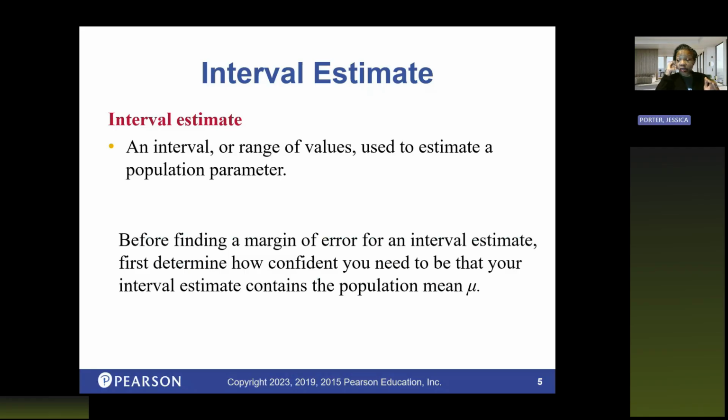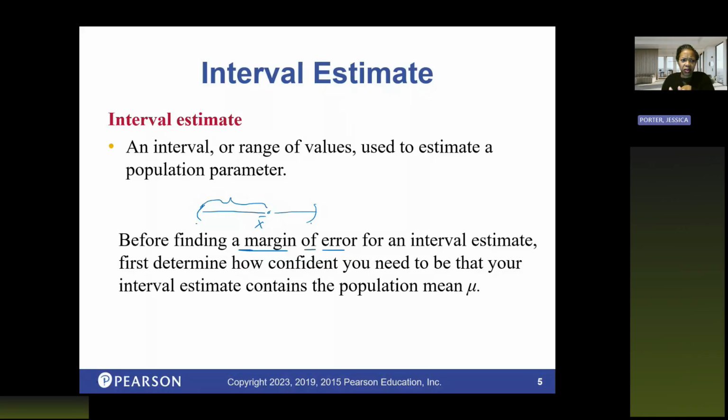Before finding a margin of error for an interval estimate, first determine how confident you need to be that your interval estimate contains a population mean mu. Now, here's a word that we've introduced, a margin of error. I'm in between these two values. So my margin of error is here to the mean and here on the higher end to the mean. So this little distance here is our margin of error. That right there.